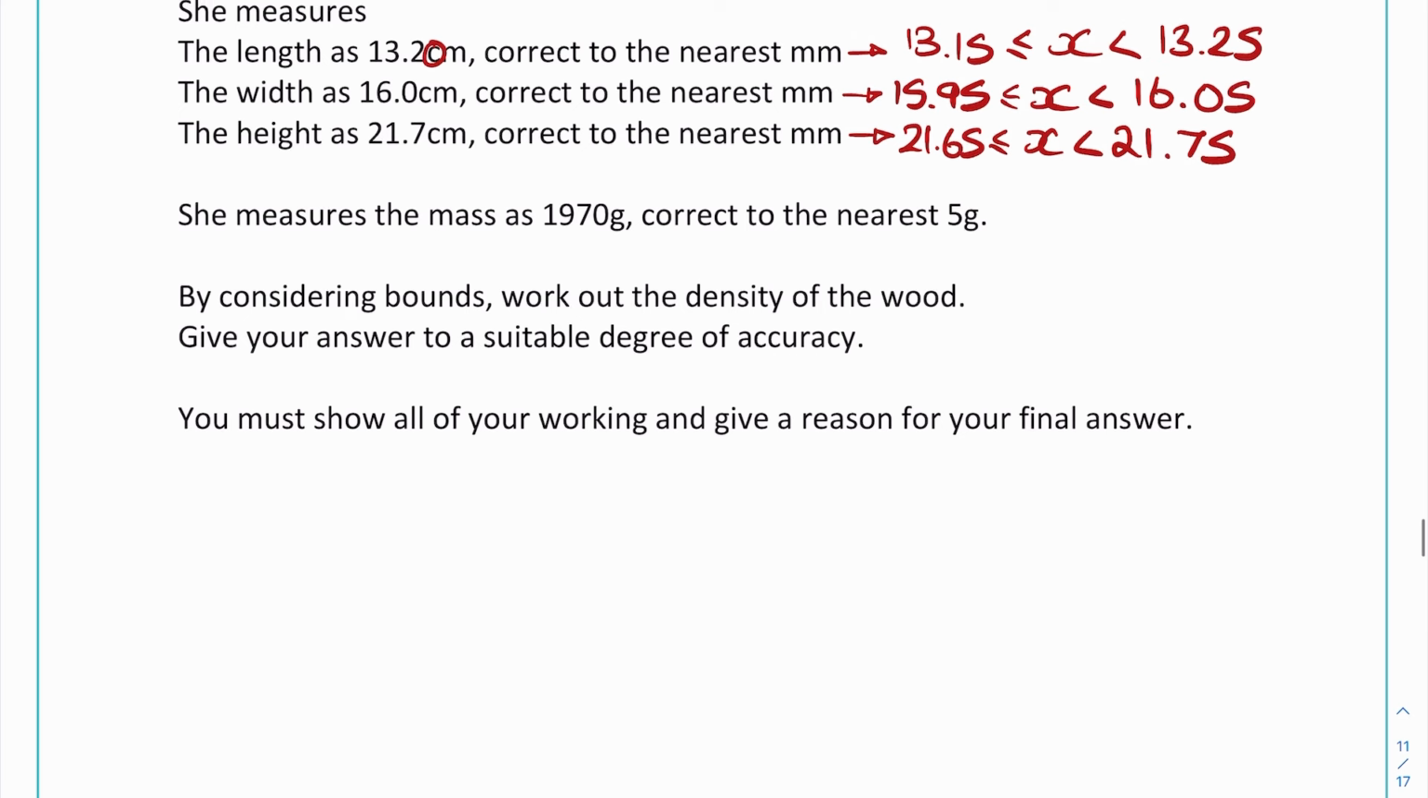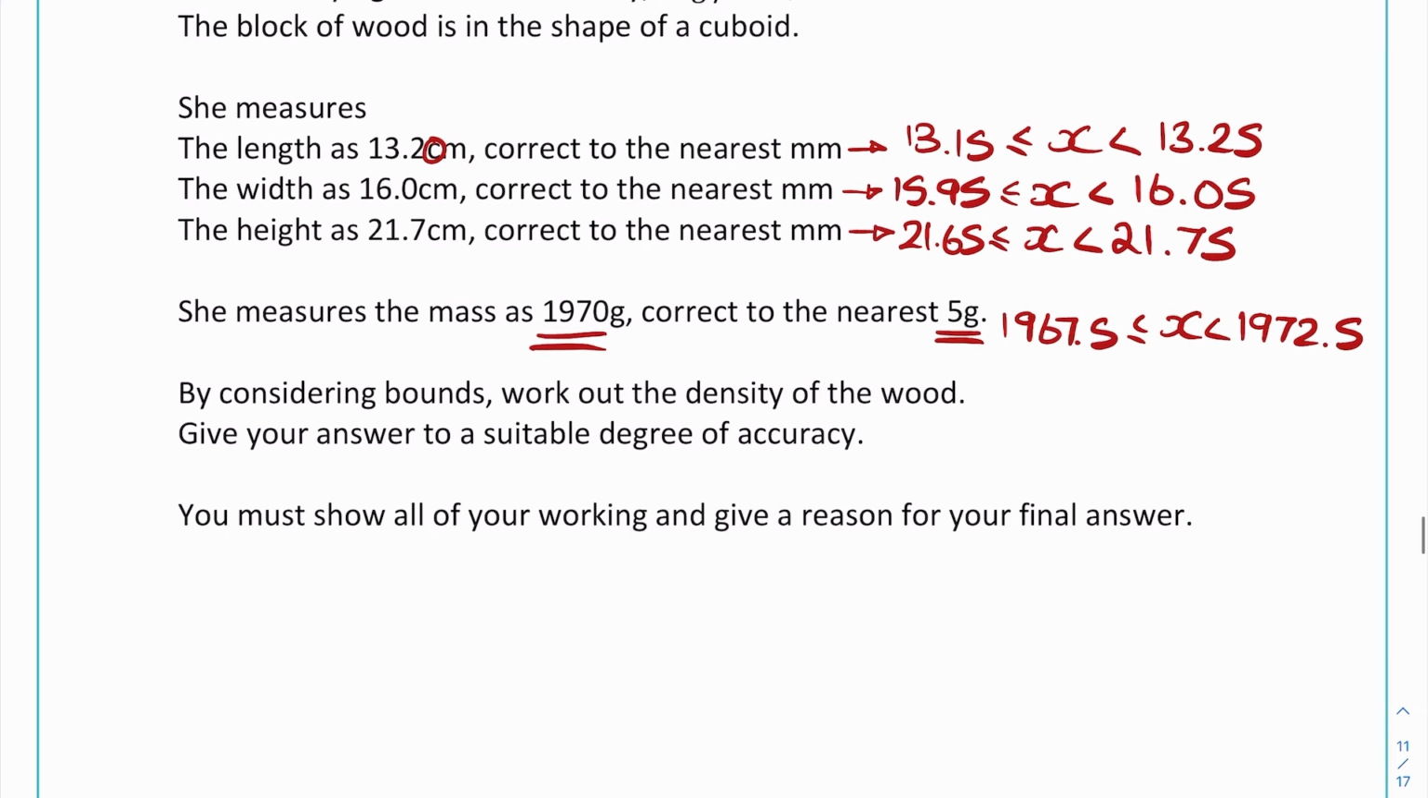And then we've got another one that we need to do here. For the mass, it says this is correct to the nearest 5. Now when it's correct to the nearest 5, that's always one that tends to throw people because that means it could have been 2.5 grams higher or 2.5 grams lower. So our error interval for that one is going to be different to our other error intervals because that means it could have been 1,972.5 and on the lower end it could have been 2.5 grams less, which would be 1,967.5. And just double check that and make sure you're happy that you've written that correctly, because that one can sometimes just cause a little bit of confusion.